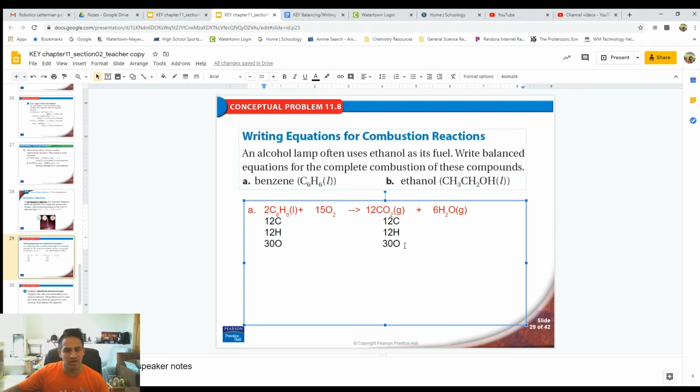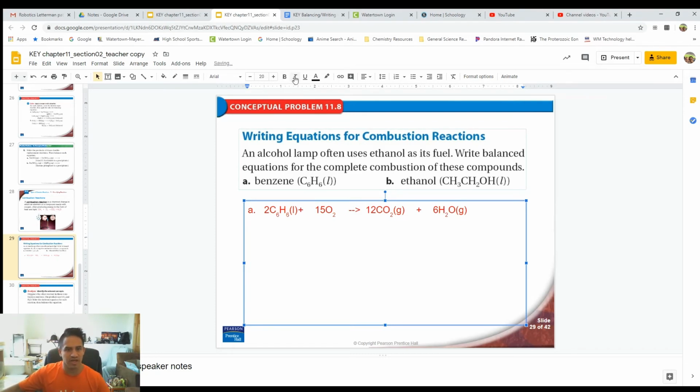Okay, so our balanced chemical equation for this combustion reaction is going to look like this. 2, 15, 12, 6. And if you look at all those numbers, there's no common denominator that you can divide out from all of them. So that is the simplest form that we can make it.